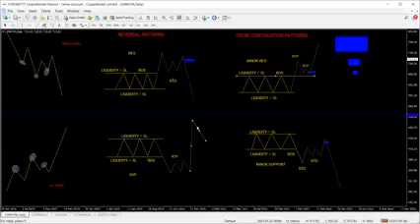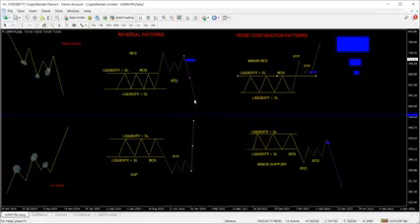Same thing for this one, right? Once we get below this low, now the bank's going to do what? Trick buyers. There'll be stop losses below this low. So same thing. We get below the low, we trick buyers.